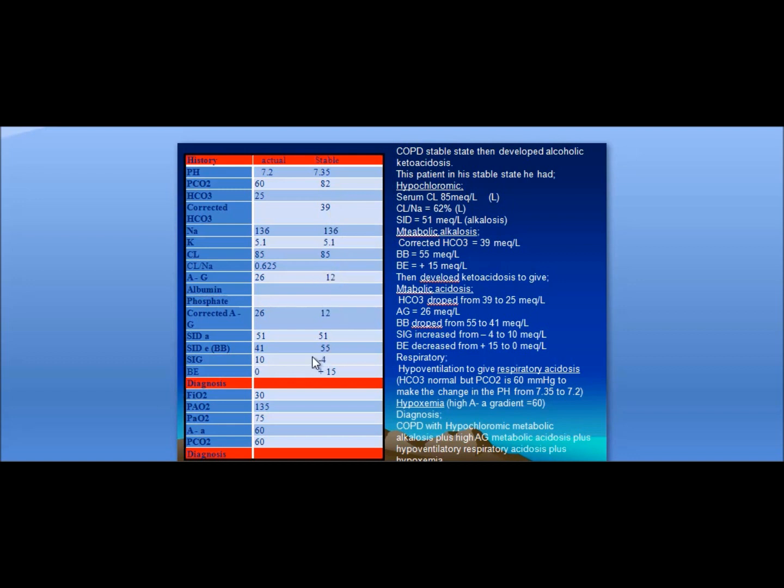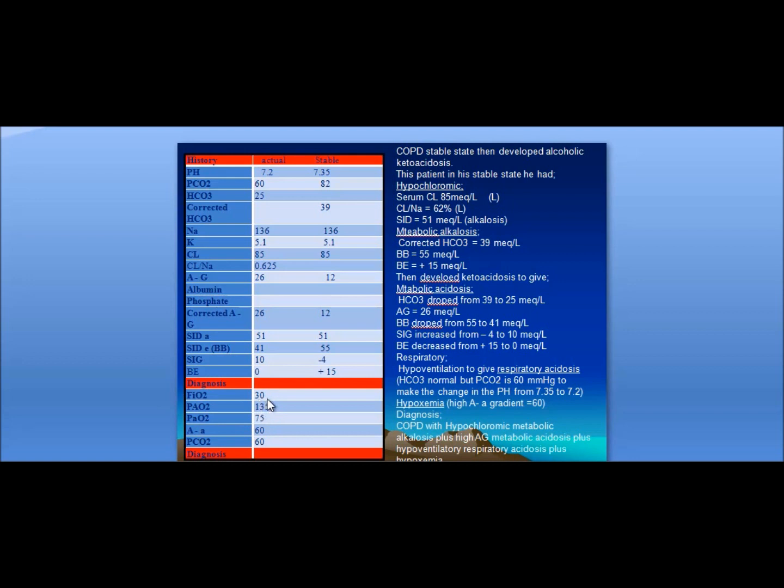Accordingly, the buffer base is high, and for sure the base excess is plus 15. But when he developed starvation, alcoholic ketoacidosis, he developed this high anion gap metabolic acidosis. So from this formula, you can say that this patient had hypochloremic metabolic alkalosis and developed high anion gap metabolic acidosis. What is the oxygenation state of the patient?